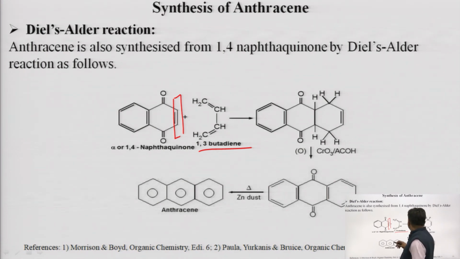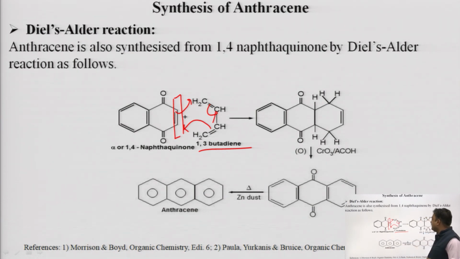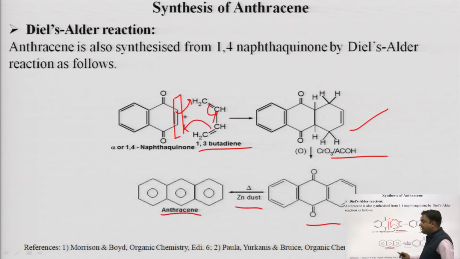So what is happening actually here? Like this. So 1,4-naphthoquinone, when treated with 1,3-butadiene, gives an adduct via the Diels-Alder reaction, which on oxidation gave 9,10-anthraquinone, and after getting this product, it's very easy to obtain anthracene. We just make this product undergo a reduction reaction in the presence of zinc dust. When we heat this product, we are getting anthracene.